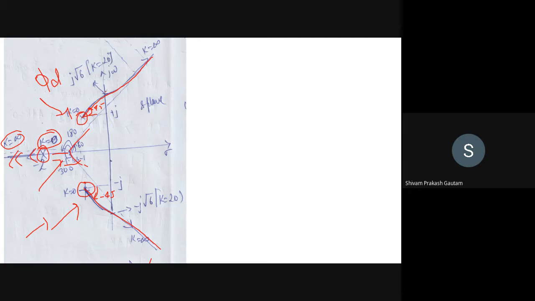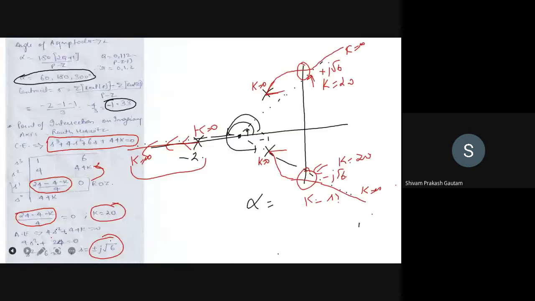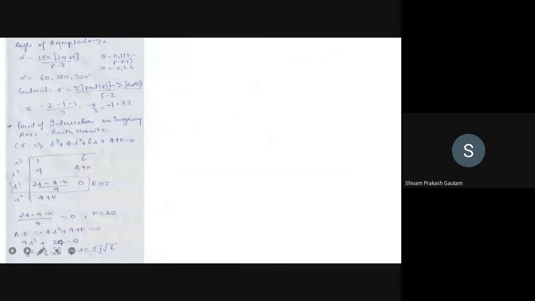You can see that this branch is cutting the imaginary axis at these two points. You can calculate the value of gain k and s from the Routh-Hurwitz table, using the concept of a row of zeros, which we have seen here.